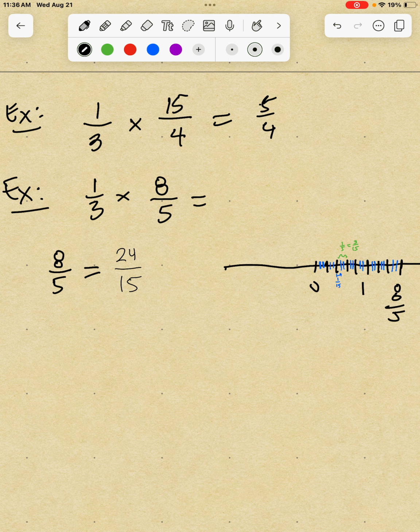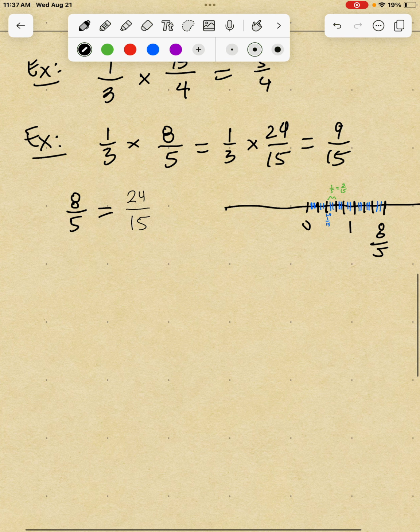So now this is 1/3 times 24/15, and this is equal to 8/15. Okay. And we're not going to worry about simplifying. You could reduce this to lowest terms, but we're just talking about how to multiply these fractions. Okay, so that's what you do whenever you have a case where the numerator does not divide evenly by that number.